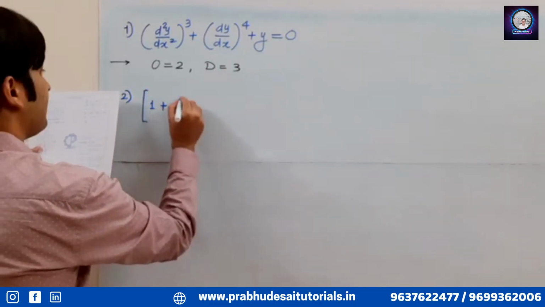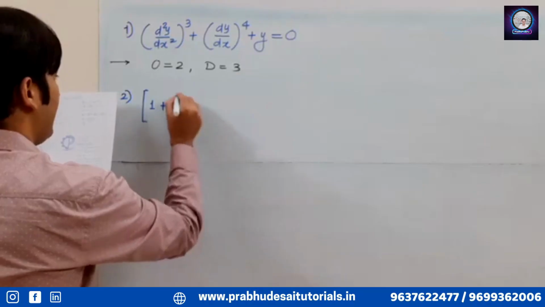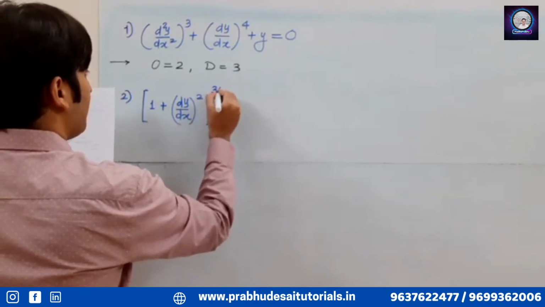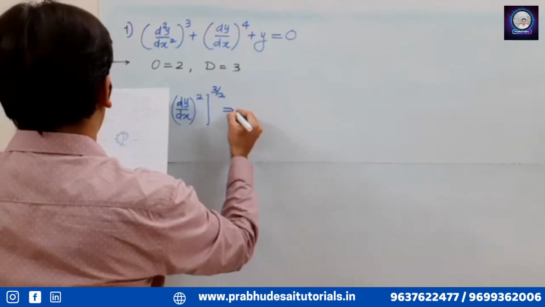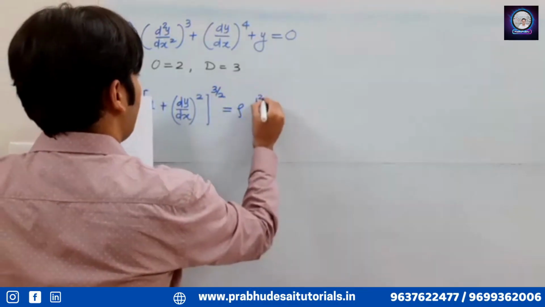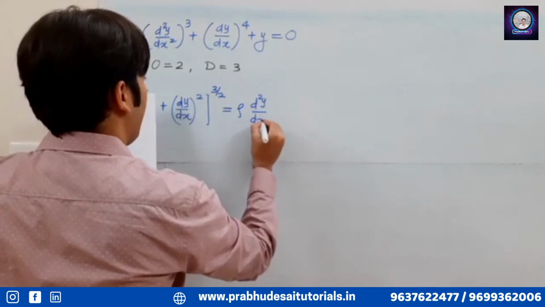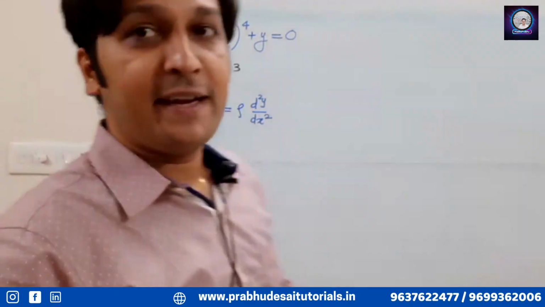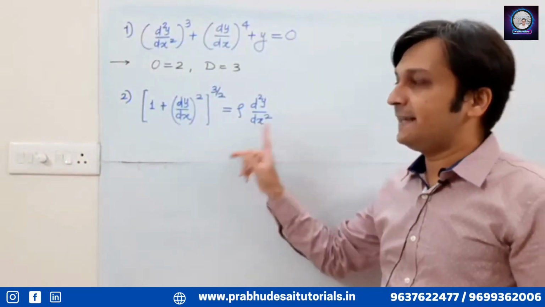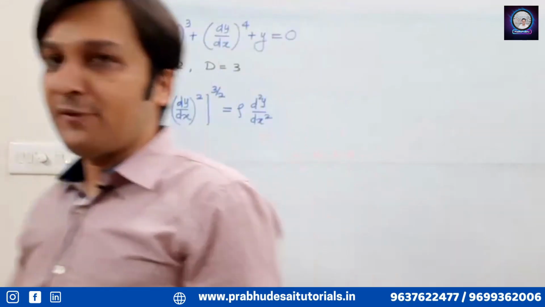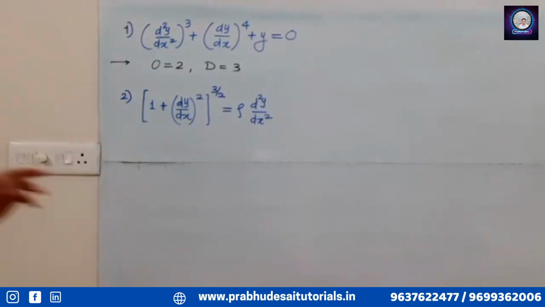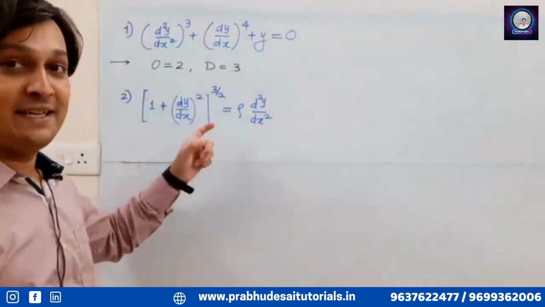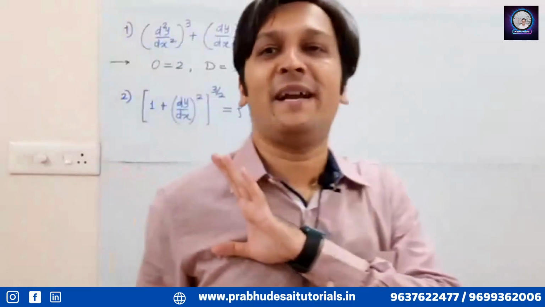[1 + (dy/dx)^2]^(3/2) = ρ d²y/dx². Now check this. Can we write the order and degree directly here? No, you cannot write the order and degree directly.